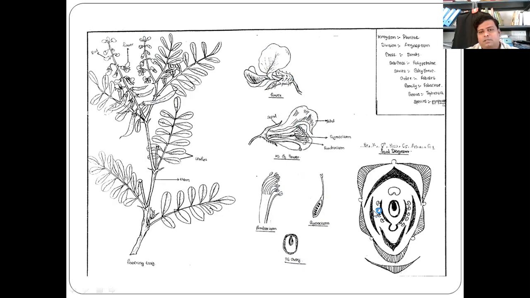This is the TS of ovary. This is the floral diagram. These are the sepals. These are the petals. The floral formula: bracteate, bisexual, zygomorphic flower. Calyx 5, corolla 5, androecium 9 plus 1, gynoecium 1, it is superior.